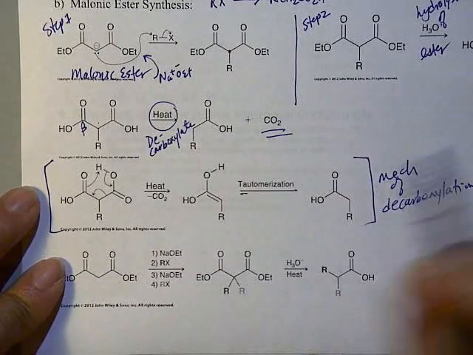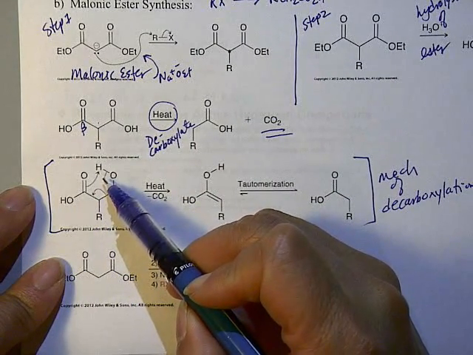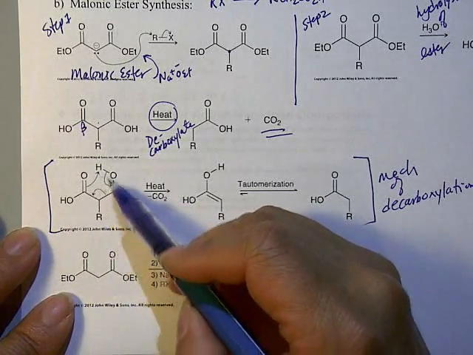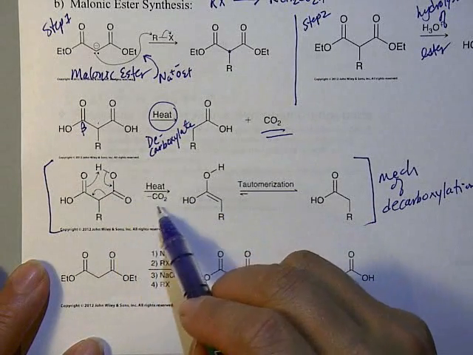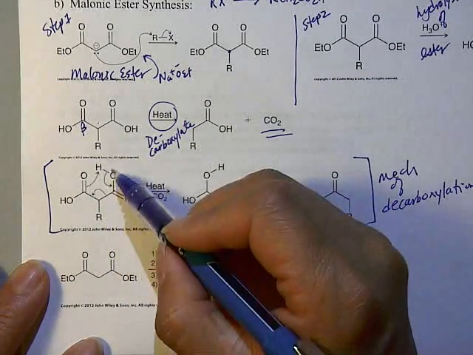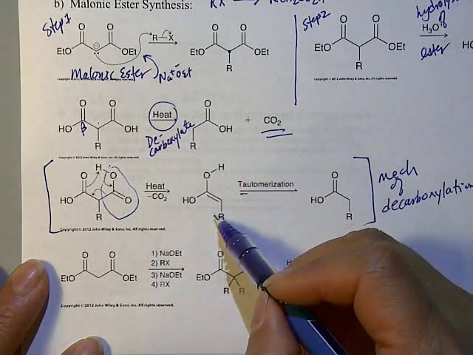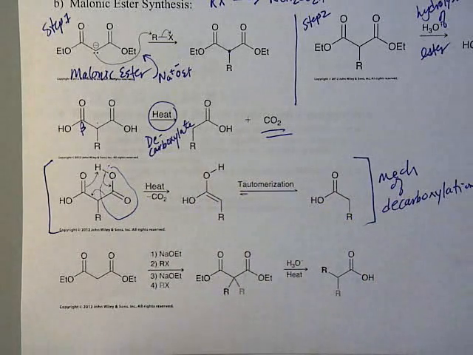We went over this already, but basically it forms this 6-member transition state in which the proton is removed, and then it does this concerted reaction in which the carbon dioxide, this part, basically leaves, forming this enol, and then that tautomerizes to the product. All right, so I'm going to stop here and continue.